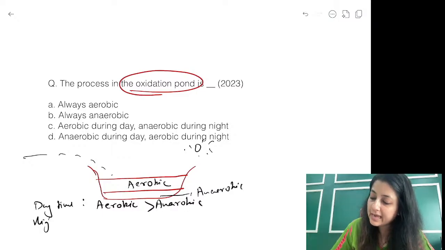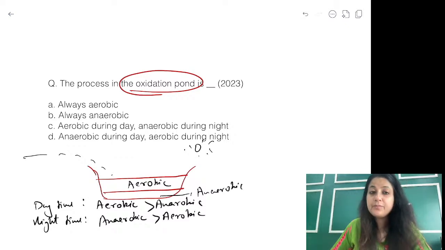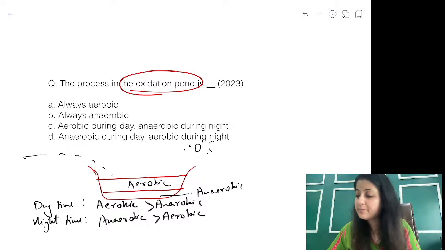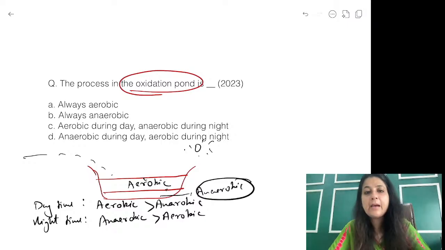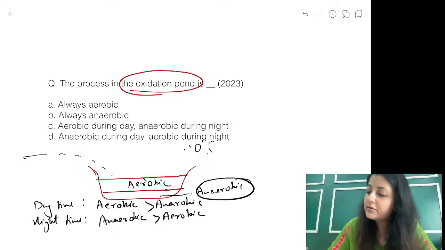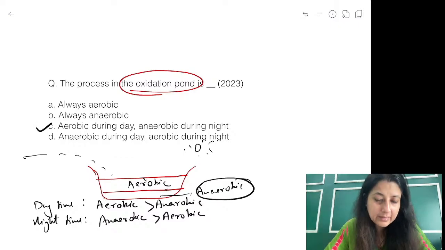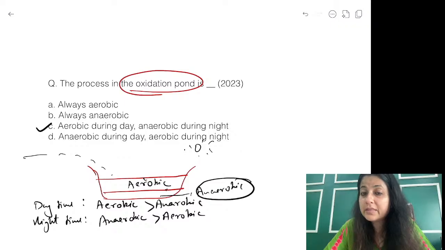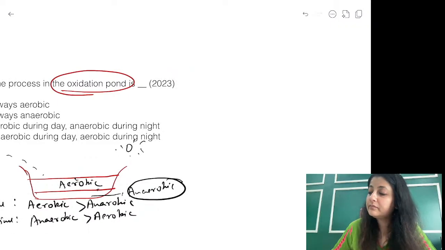But during the night time, everybody, obviously it's night, there's no sun. Anaerobic is more than aerobic. But please don't change it, in the lower layers it is always anaerobic. In the upper layer it is always aerobic. So aerobic during the day and anaerobic during the night. Okay? We'll also talk about what happens in primary sedimentation tanks and secondary tanks in just a while.